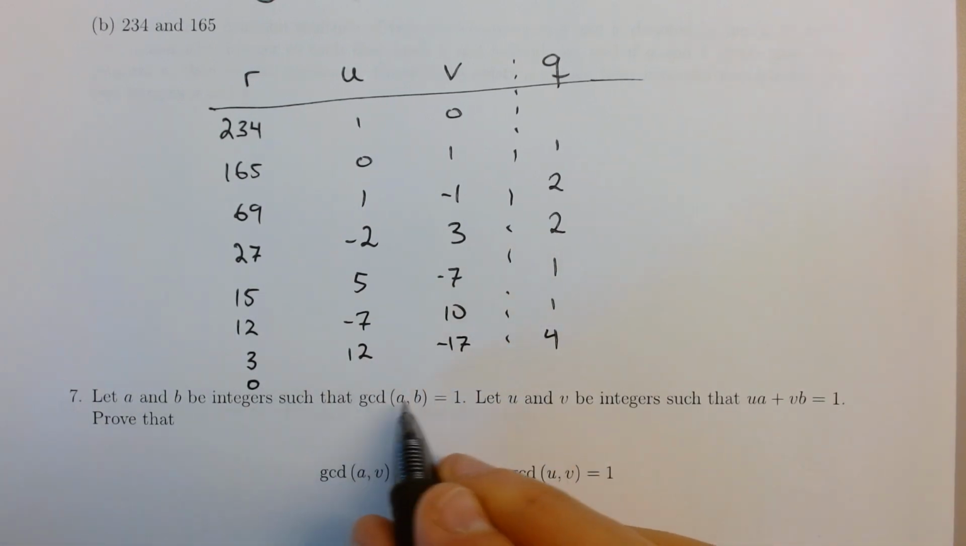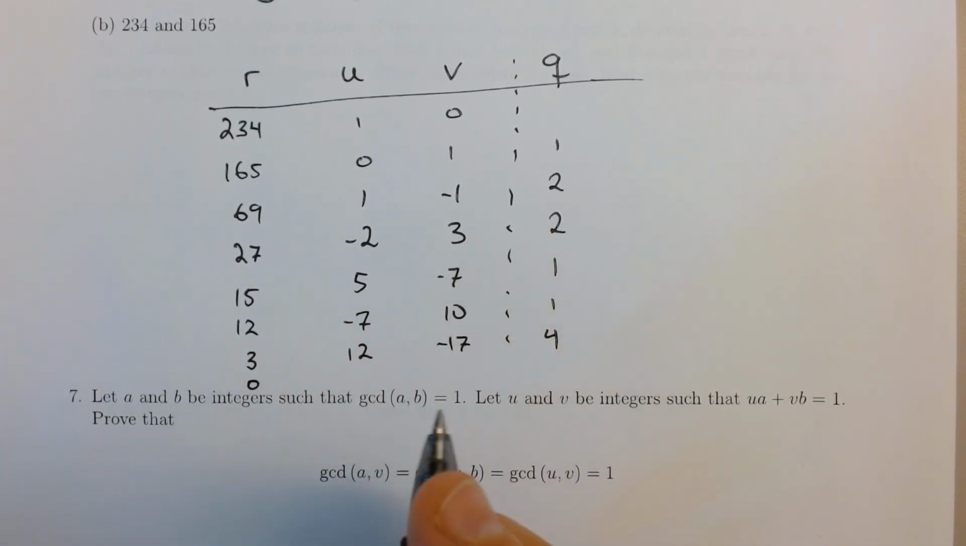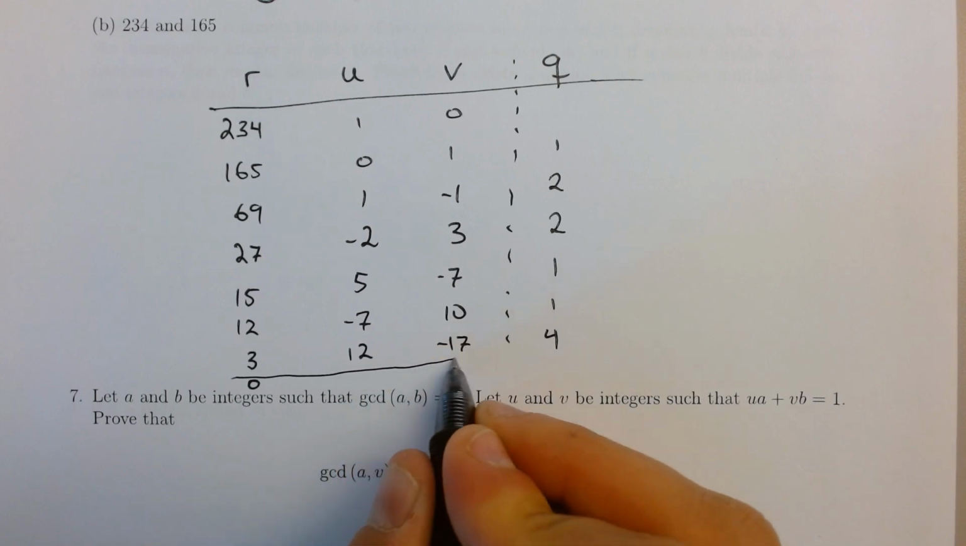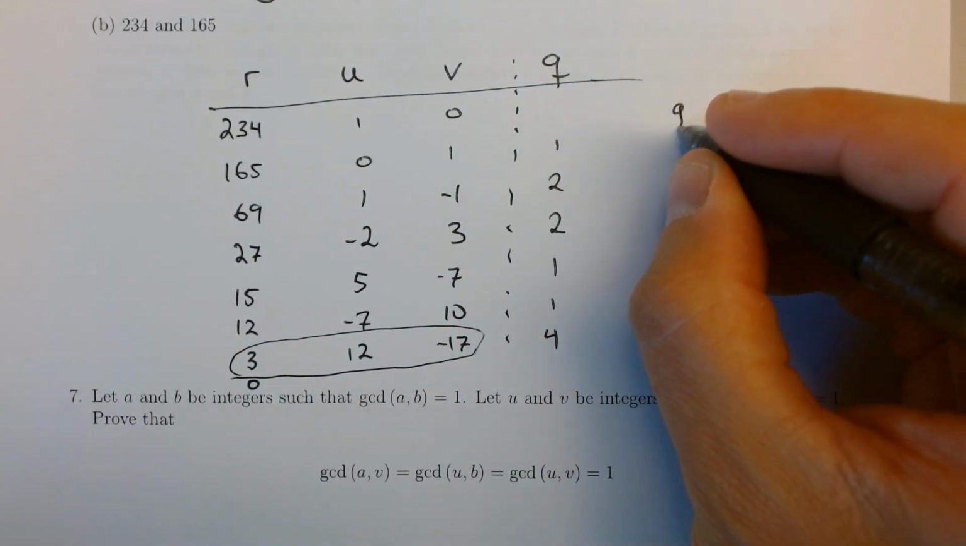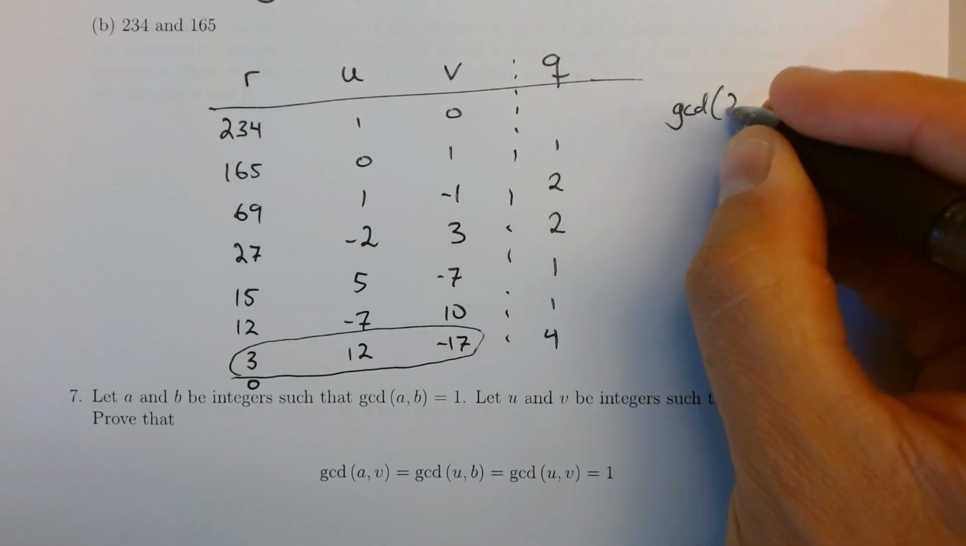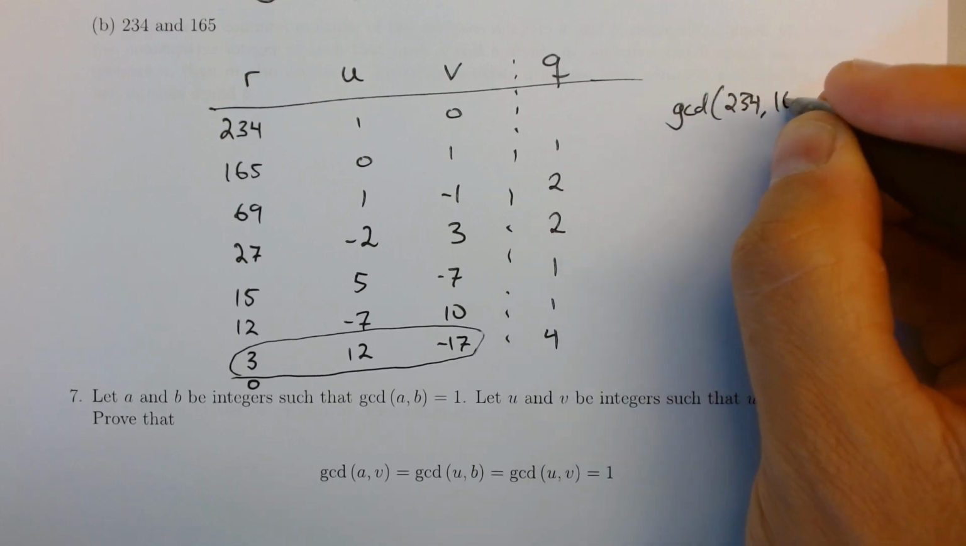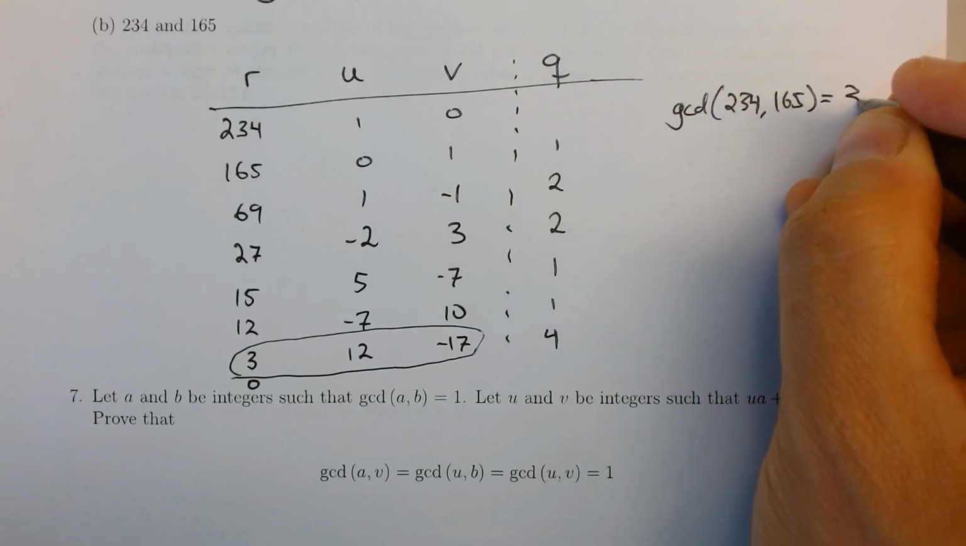So that means I don't care what happens if I were to subtract here. I only care about this line here. So this means that the GCD is 3. So let's get our conclusions here. So our conclusions are the GCD of these two numbers is 3.